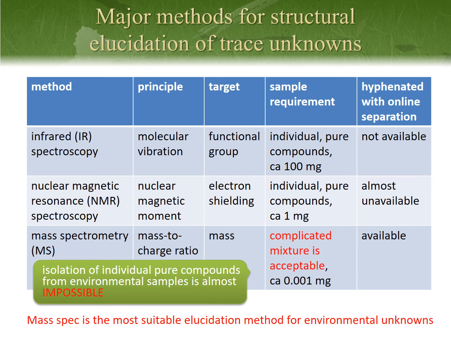But they require individual pure compounds, as they are not available online separation techniques. On the other hand, mass spec does not require individual pure compounds, and is acceptable to analyze complicated mixture. This unique feature is highly important, because the isolation of individual pure compounds from environmental samples is almost impossible. That is why mass spec is the most suitable elucidation method for environmental unknowns.